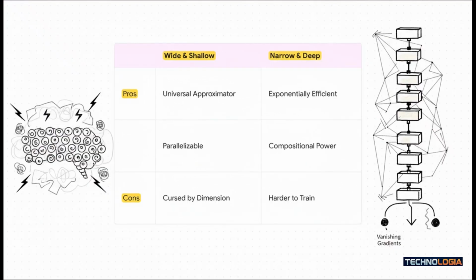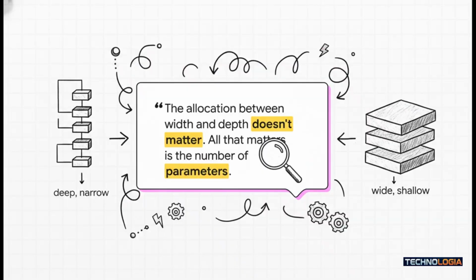Width is great because it's a universal approximator and it's pretty easy to parallelize across multiple processors. But it's cursed by dimensionality. Depth, on the other hand, is exponentially efficient at representing things. But it's always been way harder to train, thanks to problems like vanishing gradients, where the signal you use for learning gets weaker and weaker as it goes back through all those layers. But then things got weird.